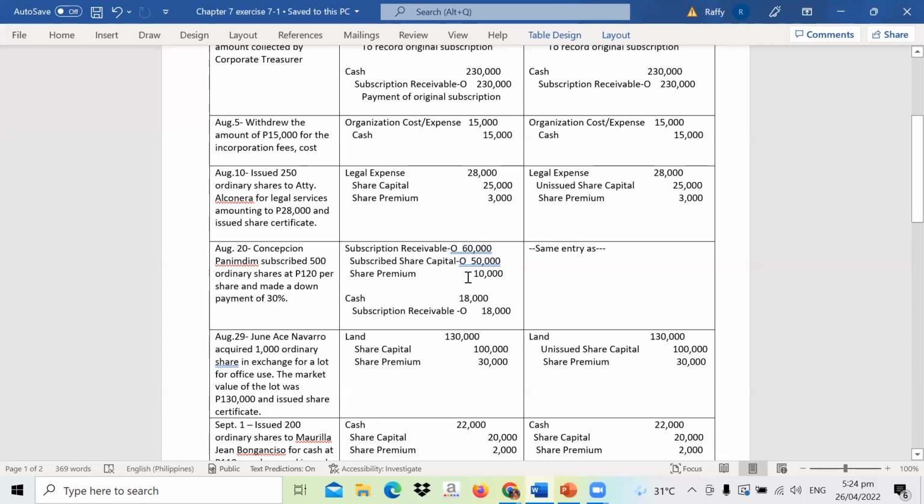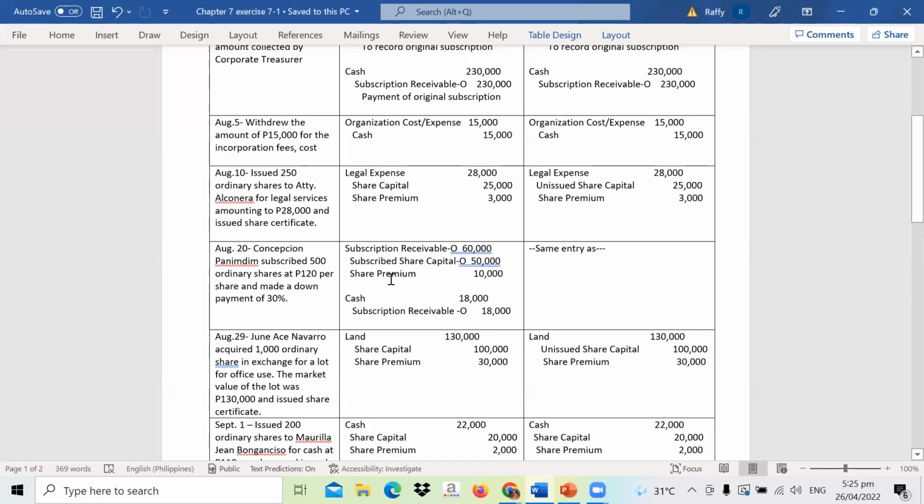Now, how did we come up with the amount? You will have a premium in the amount of 10,000. Okay. Now you will base it on the par value, 500 times 100. That's 50,000. And then 20 times the excess of the par value, which is 20. 20 times 500, so that's 10,000. You will record it as share premium.